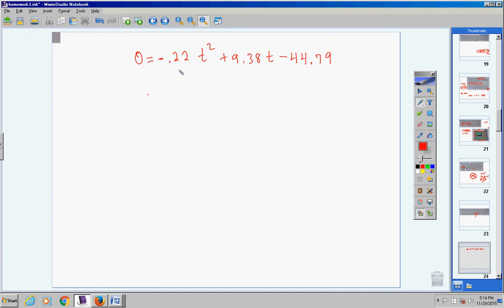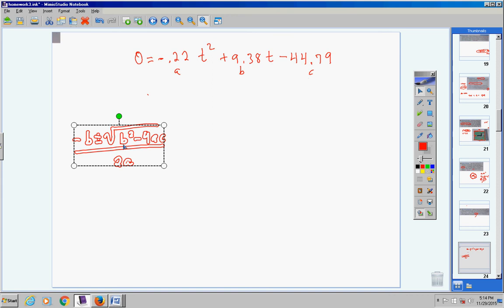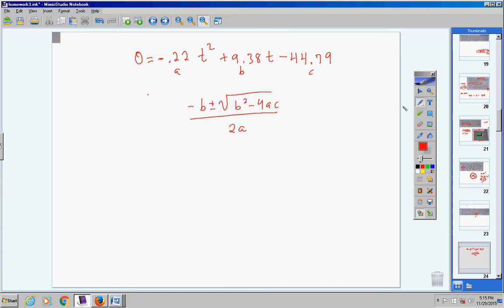This is my A, my B, and my C. And here we go. B is positive, so a negative and a positive gives me a negative 9.38. Plus or minus, and then we have B squared. So 9.38 squared is going to give us 87.9844.